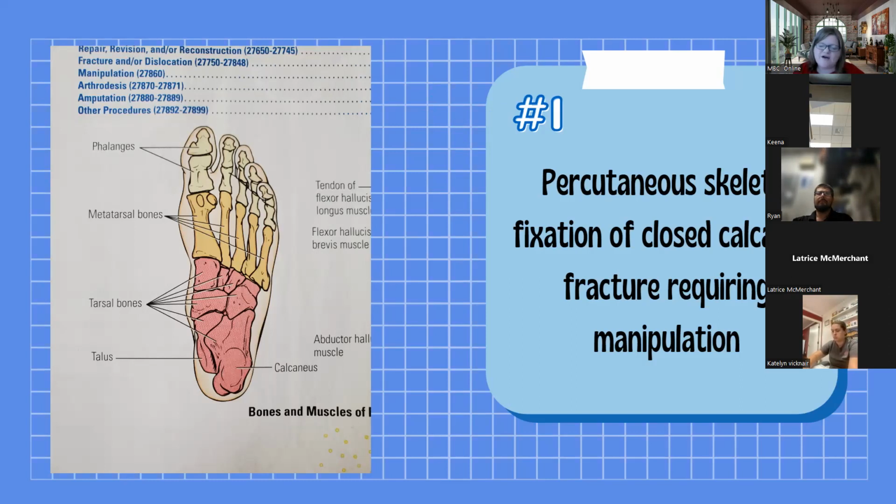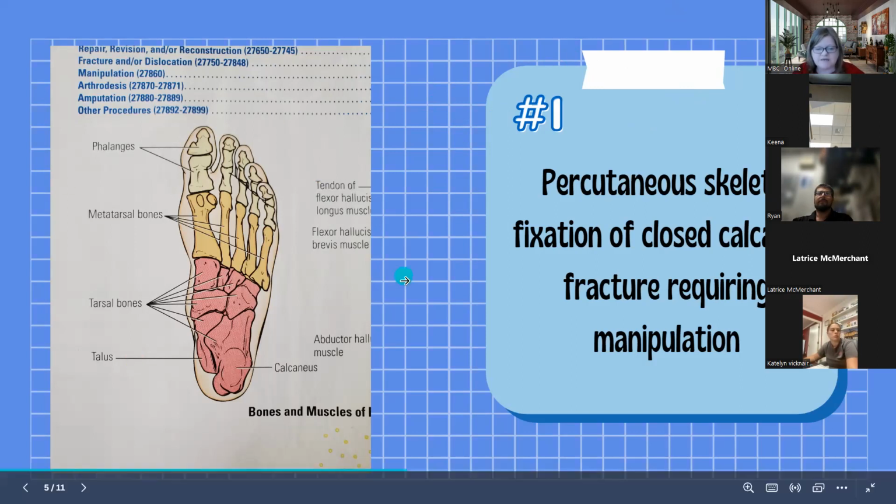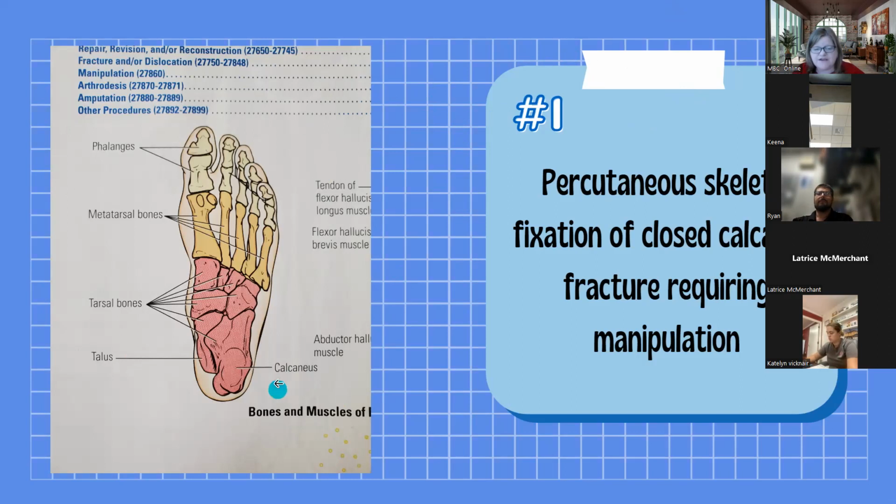What is that? Where does that go? I had no clue. So I started looking into it and I found this illustration in the CPT manual. And you'll see down here at the bottom of the foot, calcaneus is this bone basically in your heel. So that is where I would start in the alphabetic index. Percutaneous skeletal fixation of closed calcaneal fracture requiring manipulation. I would possibly start with calcaneal fracture or fixation, something along those lines.